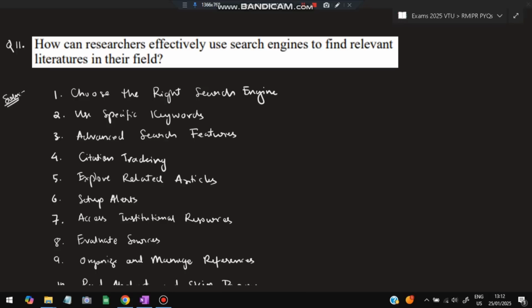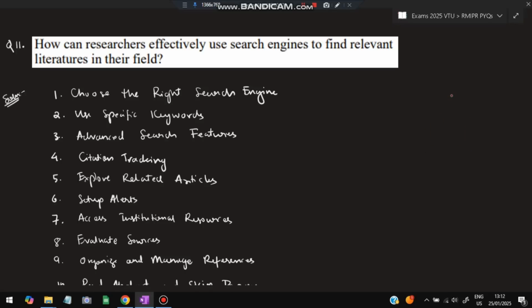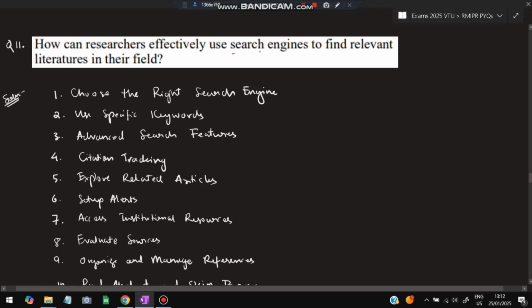Moving on to the next question, we have how can researchers effectively use search engines to find relevant literature in their field? Okay, so suppose that you want to research some topic, for example forests. Now you want to write up a paper on the forest, but you want the information about the forest prior to it. You want to know which papers have been written previously. So what are the search engines present, where we can search those previous papers?